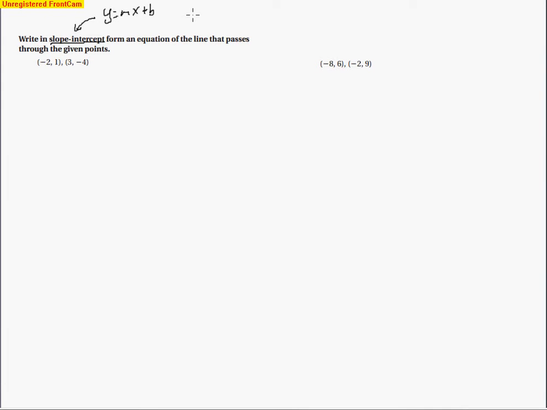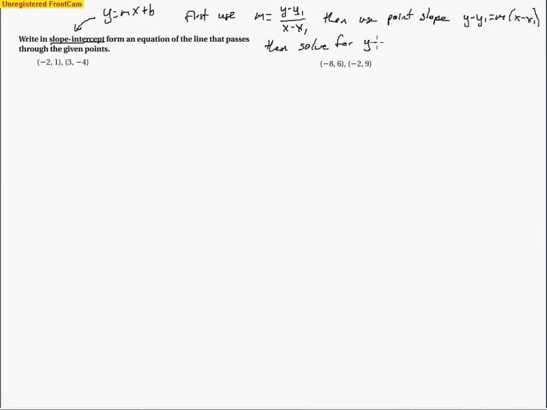But we have to first use the slope formula to find out what that slope is. So the slope formula goes this way: the change of y, y minus y1, over x minus x1. And then use point-slope. Point-slope is what we practiced on that last slide, which is y minus y1 equals m times x minus x1. And after that, solve for y. Once we do that, it'll be y equals mx plus b, and that's the slope-intercept form that we need.